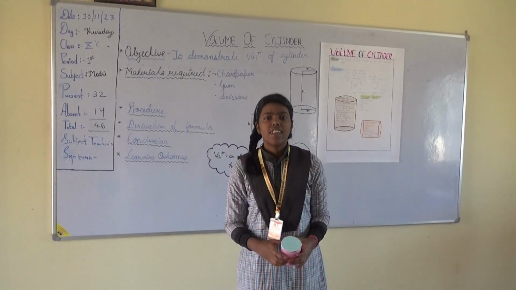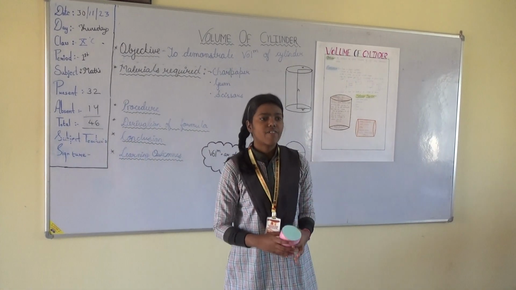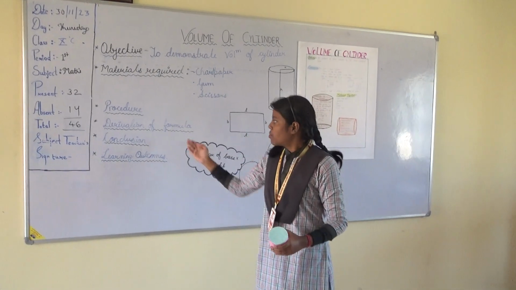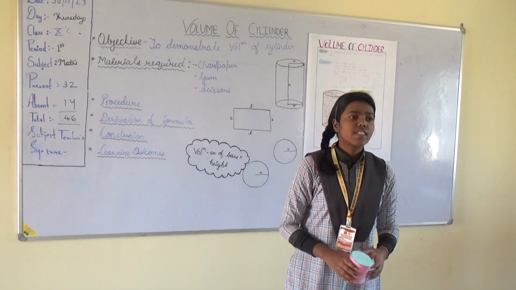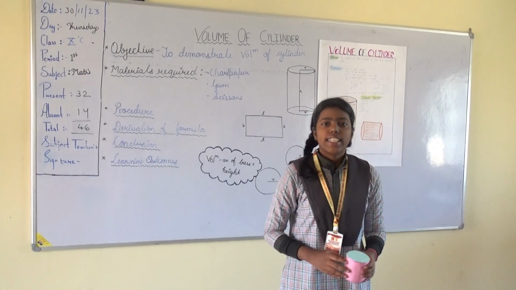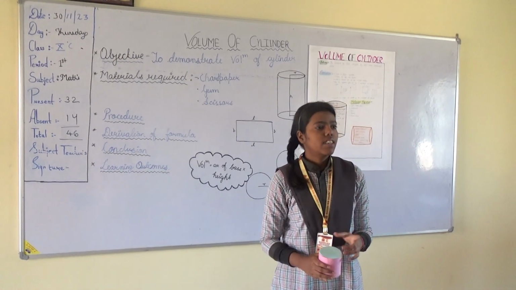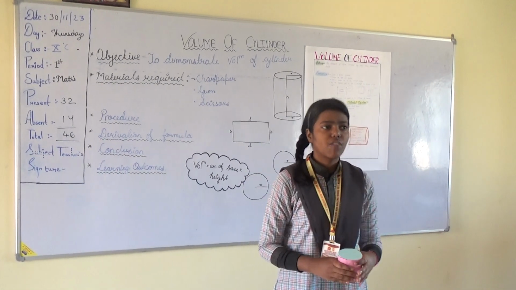Thank you, Varsha. I am Nivedita Rai standing here in front of you to derive the formula for the volume of a cylinder. At first, we have to know what volume is. The amount of space occupied by a 3D shape is called volume.